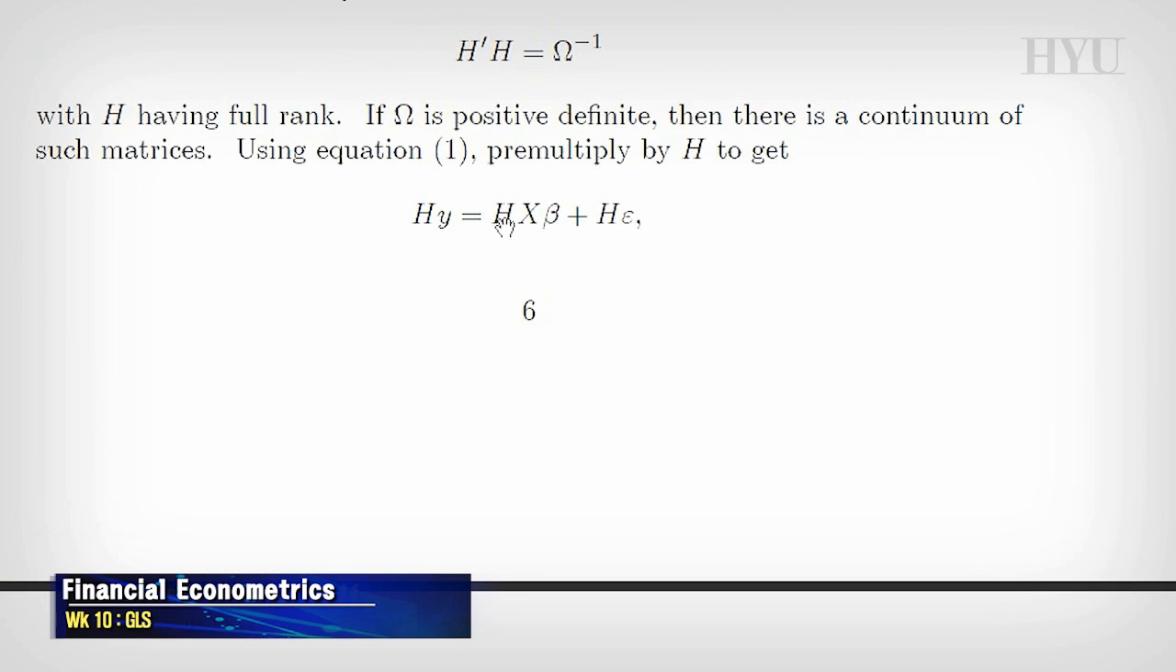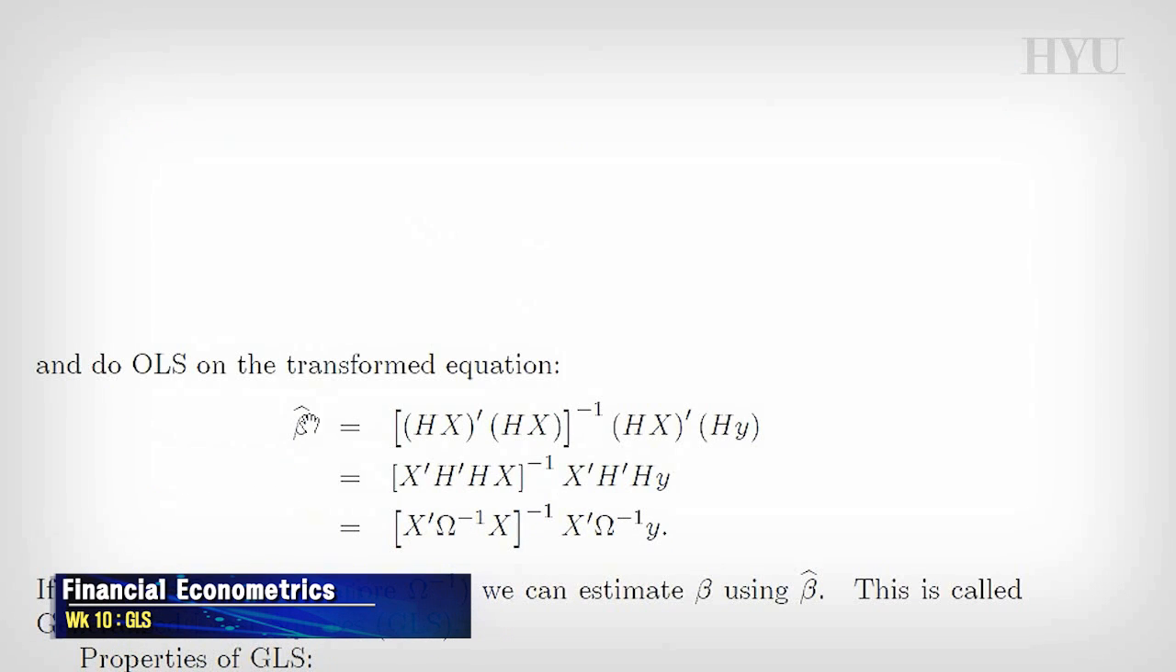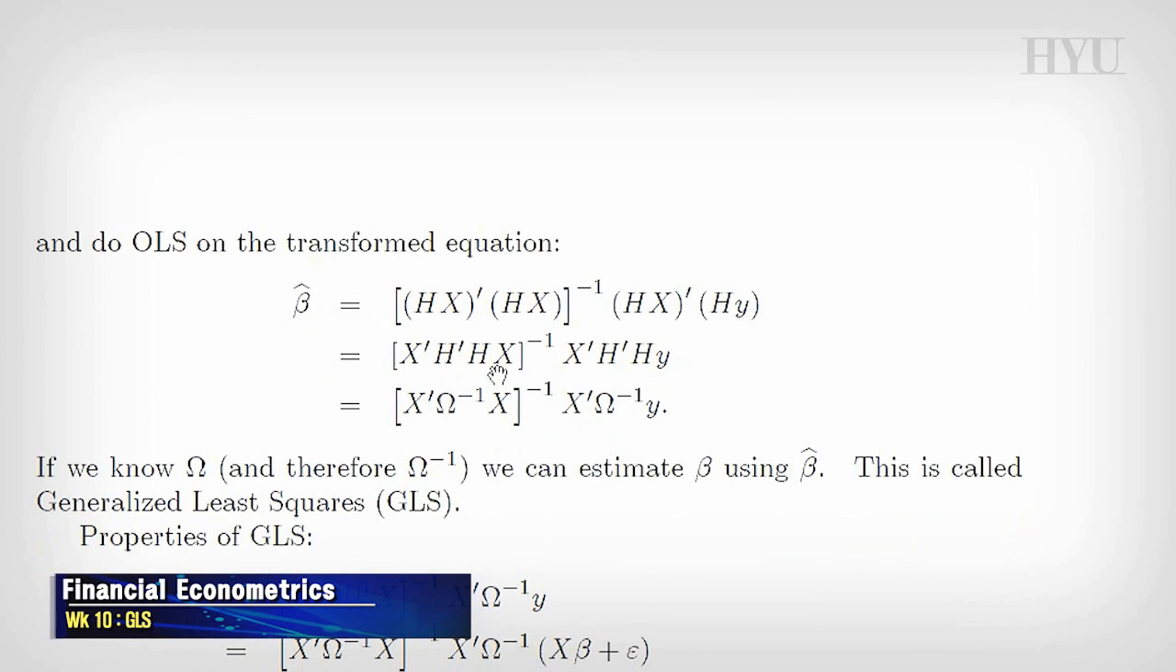right? And maybe we can define HY as a new Y1 and HX as X1, and this is the new matrix. So basically, we transform our data Y and X by pre-multiplying by H. On the given structure, now let's run the regression. If we run the regression, then beta hat will look like this, given the assumption that H prime H is omega. So this kind of estimation is called the GLS estimate.